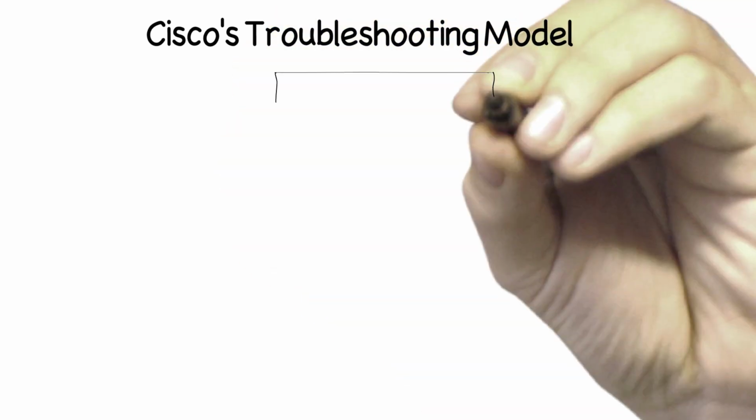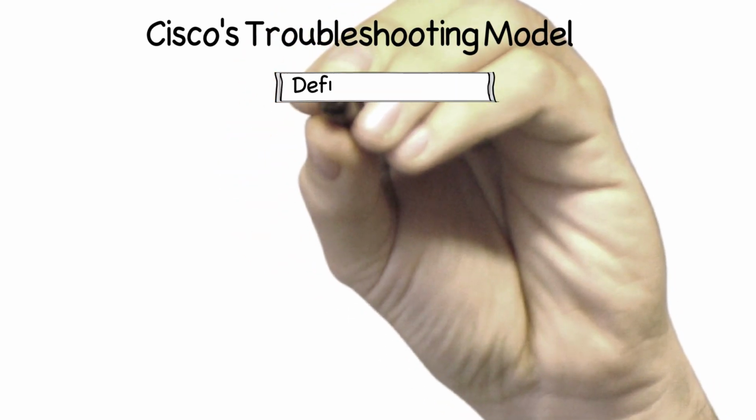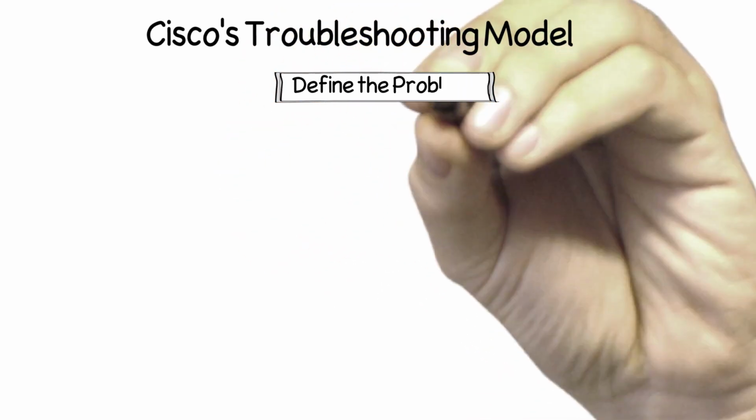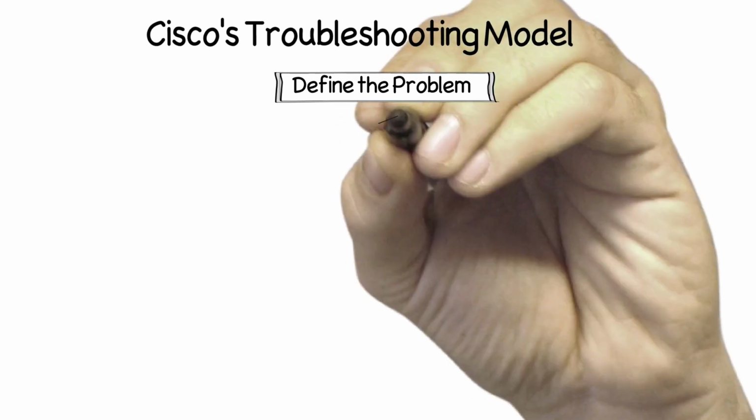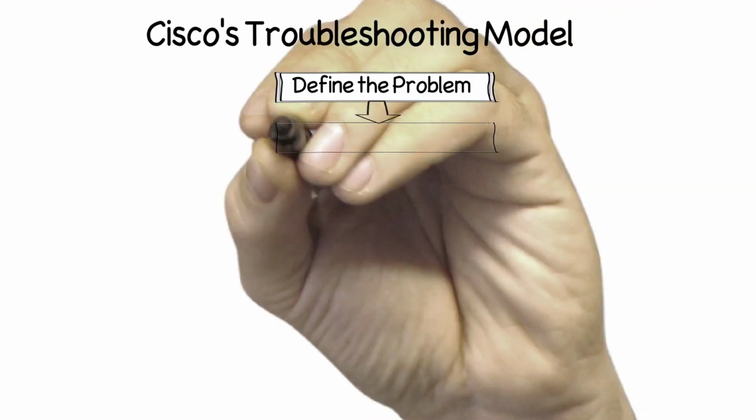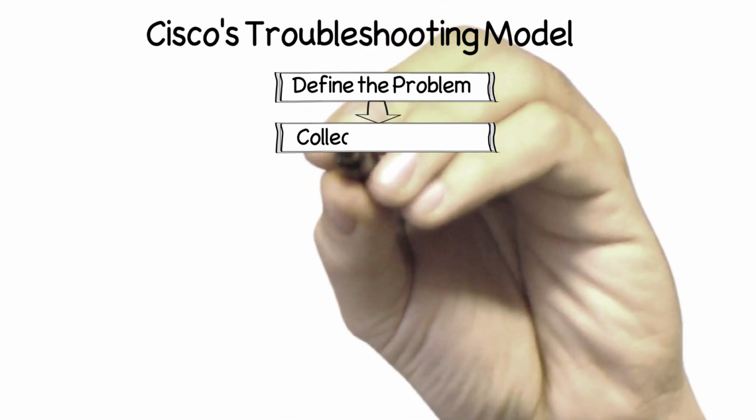To begin with, we want to clearly define the problem. The problem is not, "The internet is broken." Have you ever heard that one? No, maybe the problem is, "This particular PC cannot get to this specific website." And once we've clearly defined the problem, then we start to collect information around that problem.